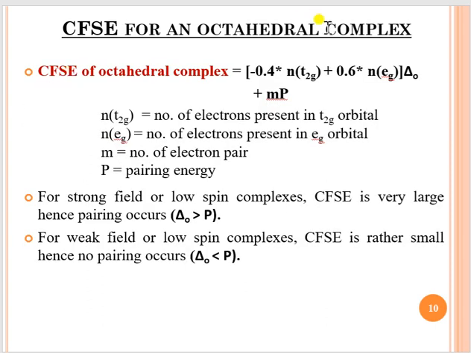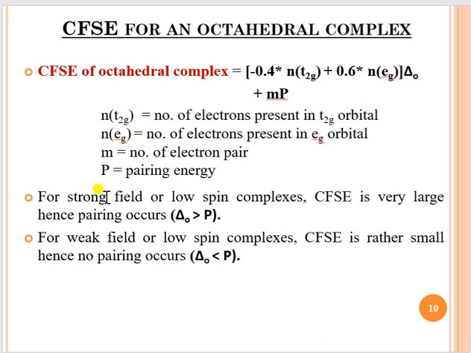For an octahedral complex, CFSE is calculated using the formula: minus 0.4 into n(t2g) plus 0.6 into n(eg) delta O plus mP. Here n(t2g) is the number of electrons present in the t2g orbital, n(eg) is the number of electrons present in the eg orbital, m is the number of electron pairs, and P is the pairing energy.